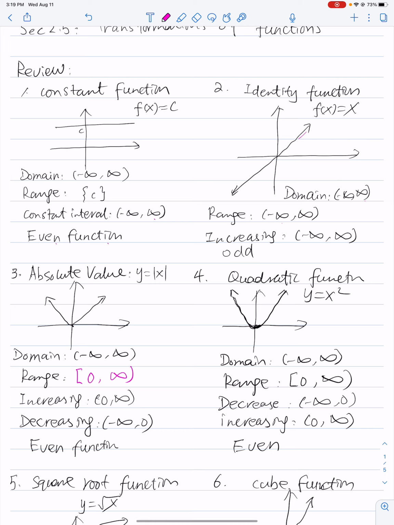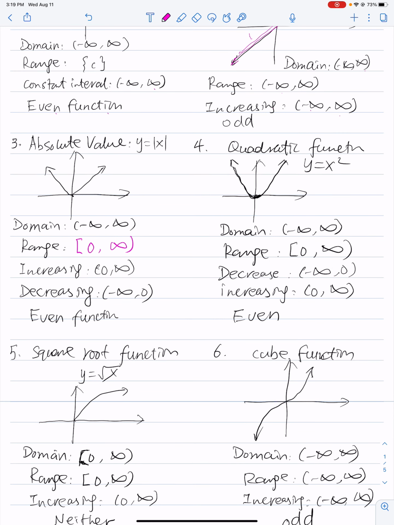Range is also negative infinity to infinity, increasing negative infinity to infinity. Do you have any decreasing? It's always from left to right goes up. Do not see the arrows. Oh, this arrow goes down? No. It's always from left to right goes up. Then it's increasing. And this is odd because when you rotate 180 degrees over the origin, it will be the same thing.